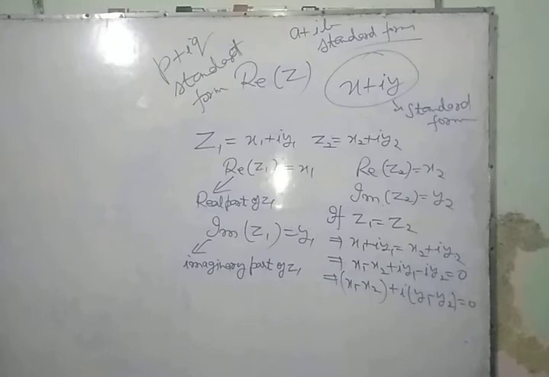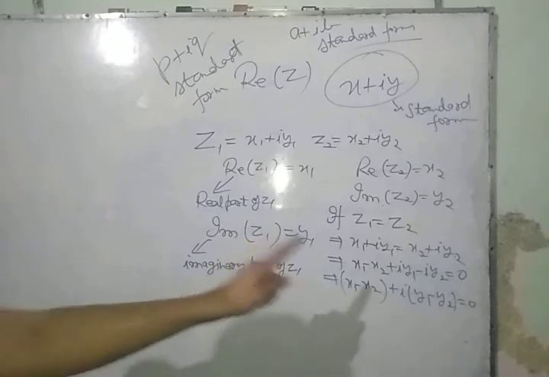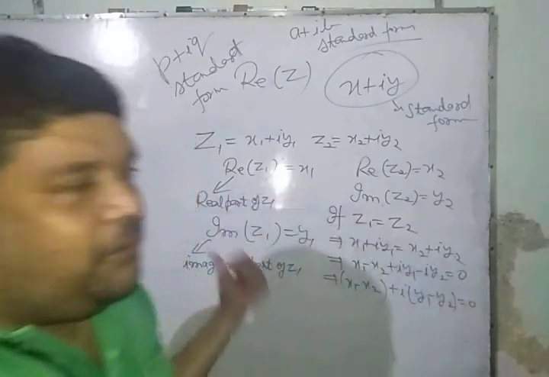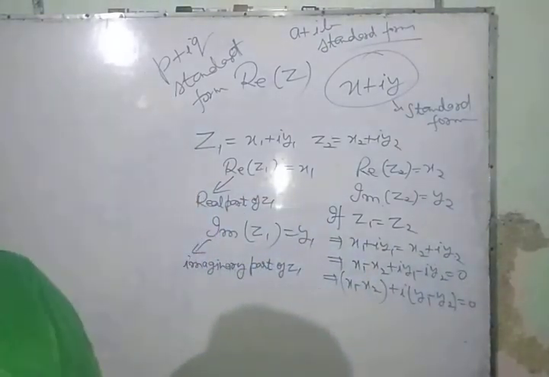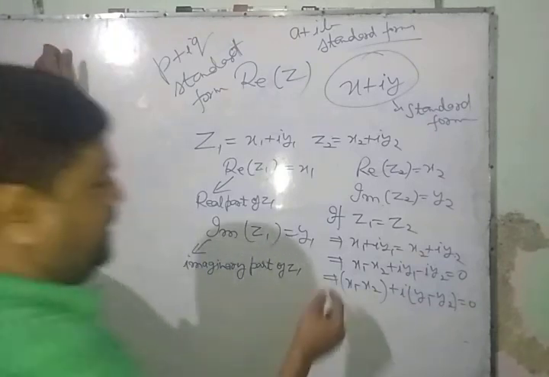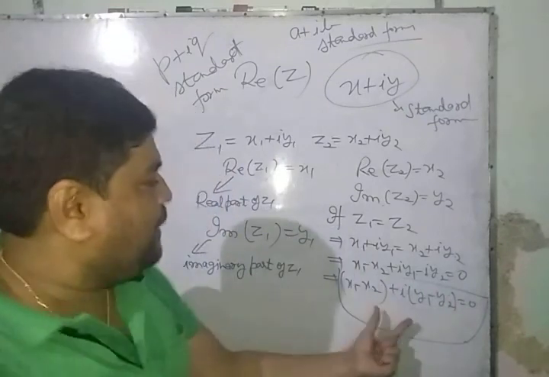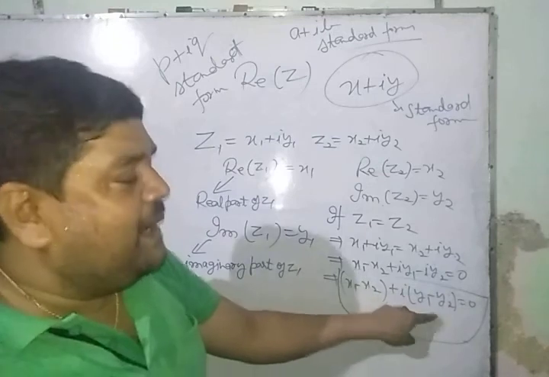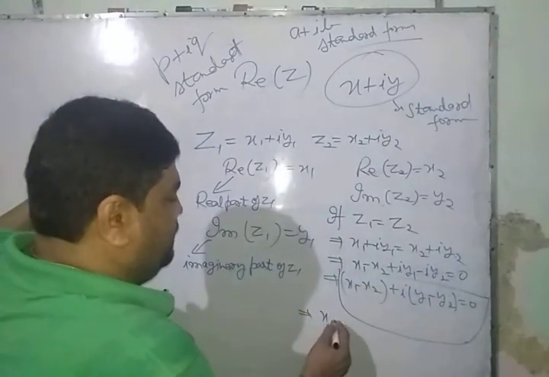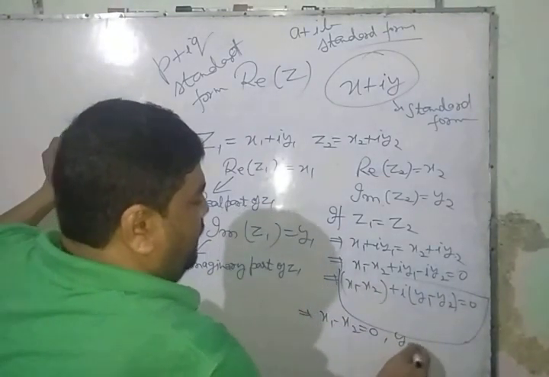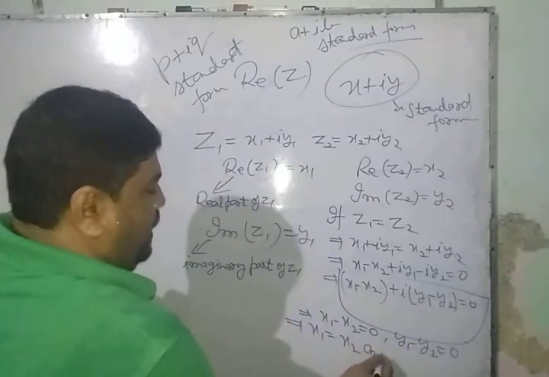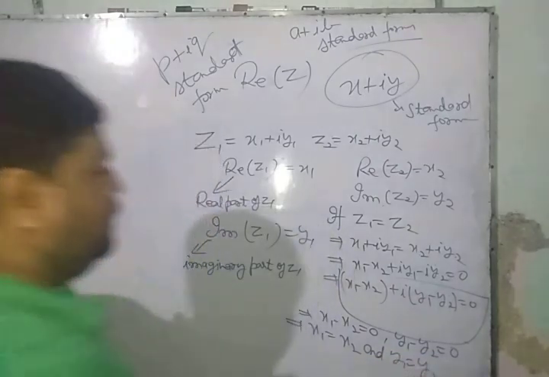We have seen in the previous discussion that if any complex number is 0, then its real and imaginary parts are also equal to 0. So if this complex number is 0, then its real part and its imaginary part both will be 0. This implies that x1 minus x2 is equal to 0 and y1 minus y2 is equal to 0, which implies that x1 is equal to x2 and y1 is equal to y2.